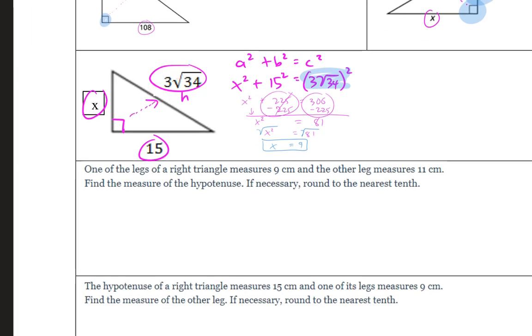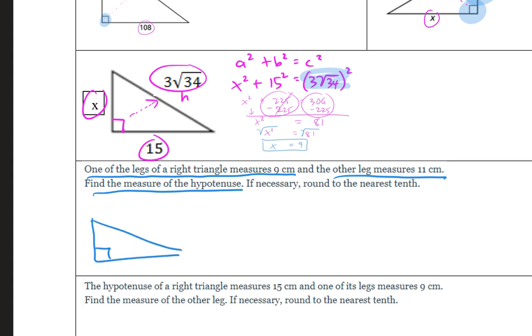So now let's do some word problems. See if you can set this one up. It says one of the legs of a right triangle is 9 and the other leg is 11. Find the hypotenuse. Let's just draw a picture. We know it's a right triangle because it says so right there. One leg is 9, that's 11, and this is our hypotenuse, because that's right across from the right angle.